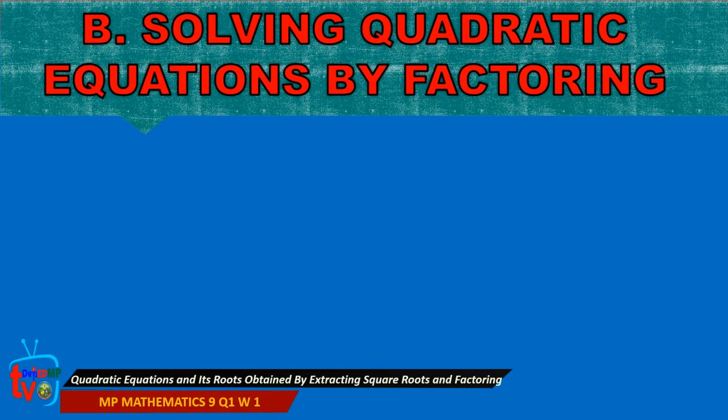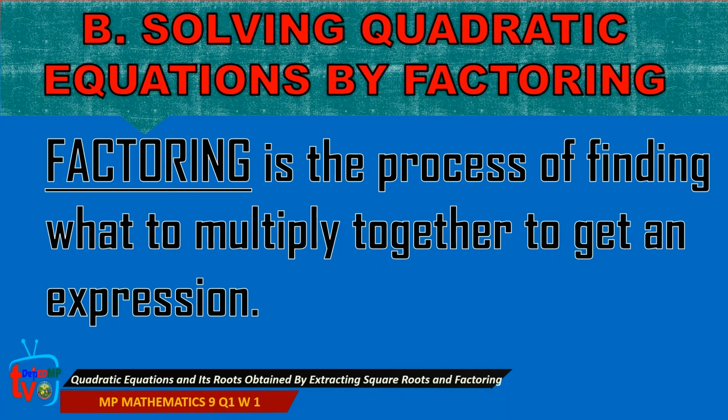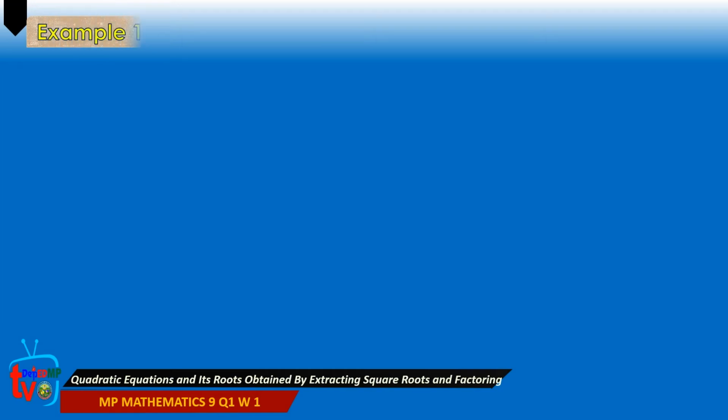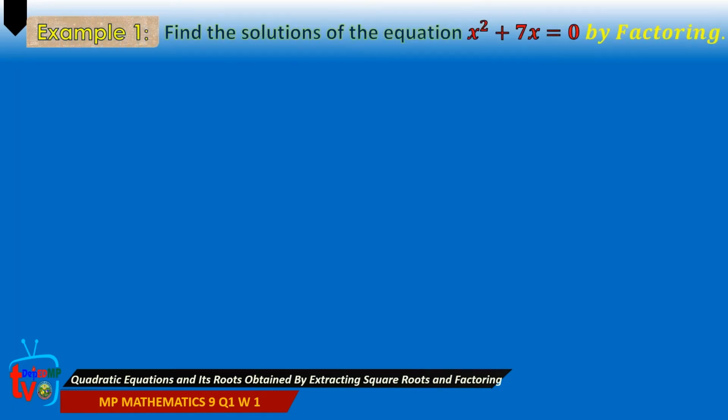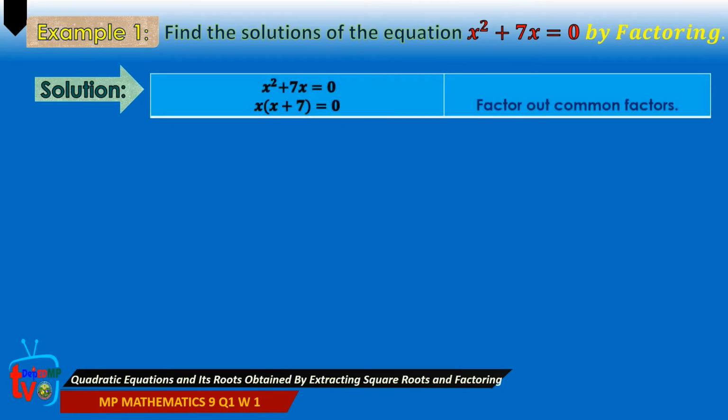Solving quadratic equations by factoring. Factoring is the process of finding what to multiply together to get an expression. Example 1. Find the solutions of the equation x squared plus 7x is equal to 0 by factoring. So first, we are going to factor out common factors. The common factor of x squared and 7x is x, and it will give us x, the quantity x plus 7, is equal to 0.